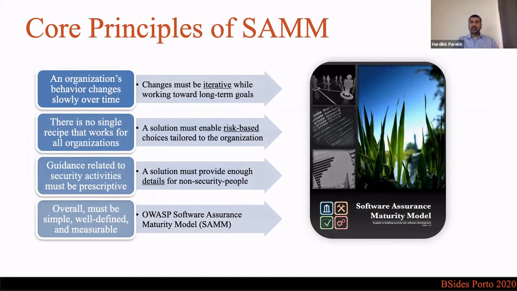Now, SAMM is built on a few core principles. First, the organization's behavior changes slowly over time. Changes have to be smaller and iterative to really take hold and make a difference in an organization's software assurance maturity. Second, there is no single recipe that works for all organizations. SAMM is built with that in mind and supports an organization building a program that is tailored towards their particular risk profile, culture, and current maturity.